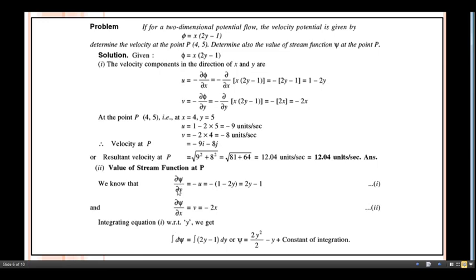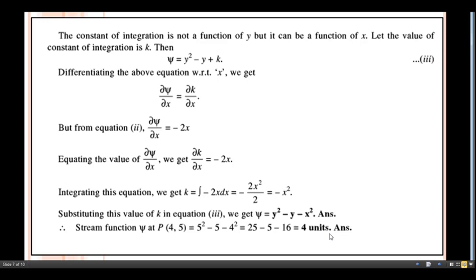If you look at the left side and the right side, if I take this term towards this side, while taking the integration, instead of the ∂ term we can just say dψ. Integration of dψ equals integration of 2y minus 1 dy. So ψ equals integration of this term, 2y squared by 2 minus y, plus the constant of integration.